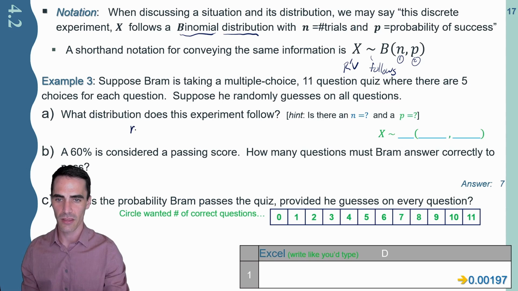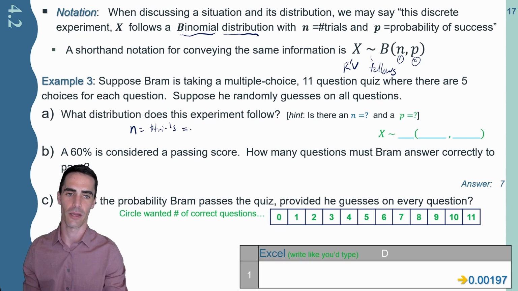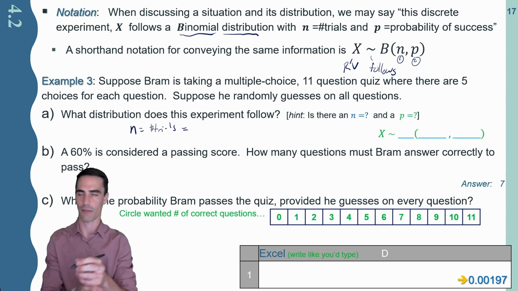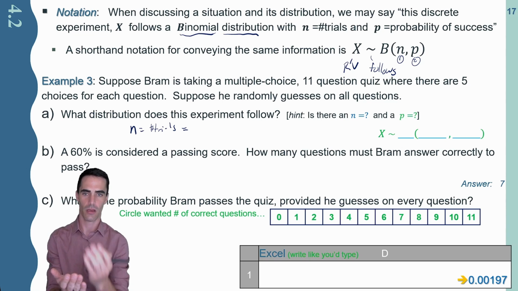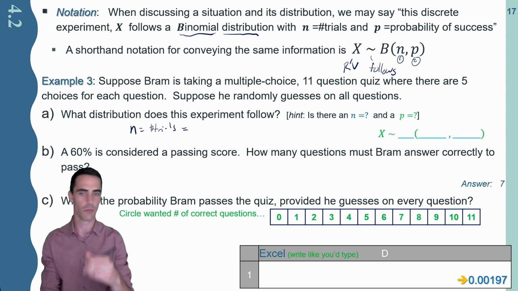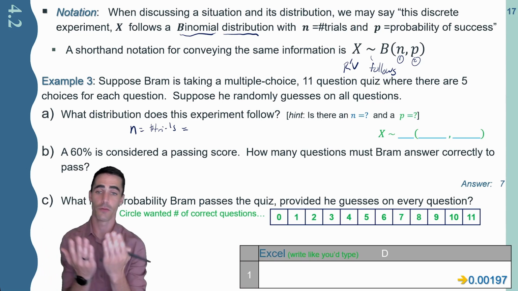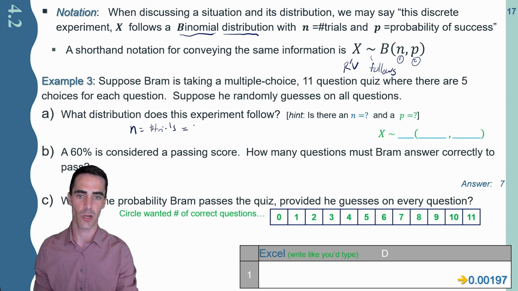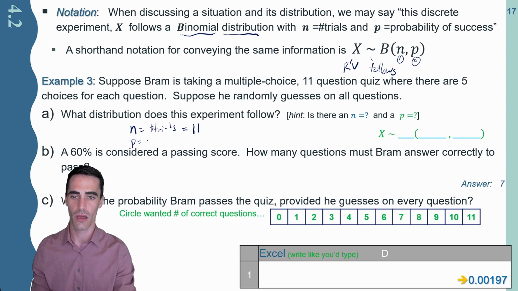In thinking about this, I'm looking at the number of trials. I'm repeating something over and over. How often am I doing it? Well, for this 11 question quiz, in the first question, we're like, I don't know, B. Next question, we're like, I don't know, C. And we're just randomly guessing on each of these. And so for each question, those are our trials. How often are we doing this experiment? It looks like 11 different questions. Now for p, this is my probability of success.